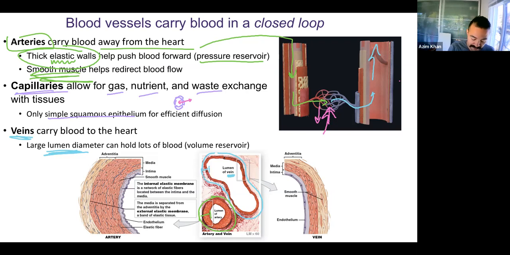What it does have is a large lumen. By having a large lumen, you can hold lots of blood. You want to return as much blood as you can back to the heart. It serves as a volume reservoir. It's not holding on to pressure, it's holding on to volume.